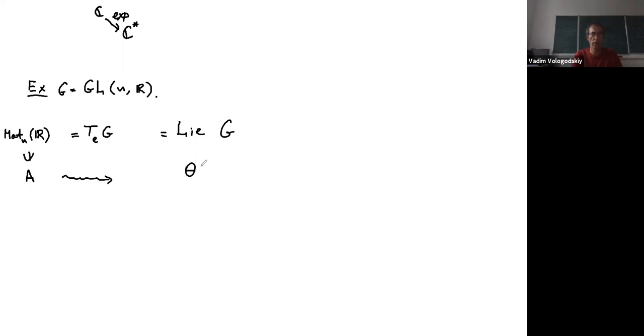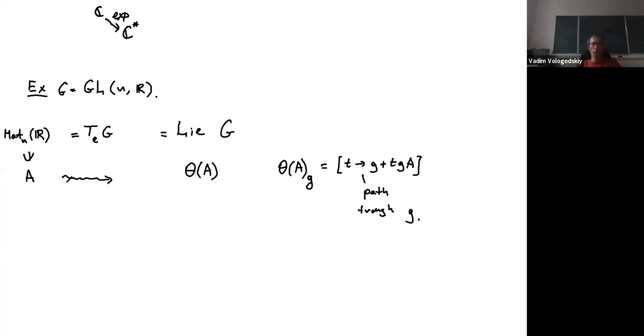So let me first give a name to this vector field. I will call it theta of A, and it has, by definition, the property that theta A, this left invariant vector field, evaluated at g, is represented by the following path: t goes to g plus tgA. That's the formula that we had some time ago, right? That's a path through the point g. So that's how the identification between the space of all matrices and left invariant vector fields on GL_n works.